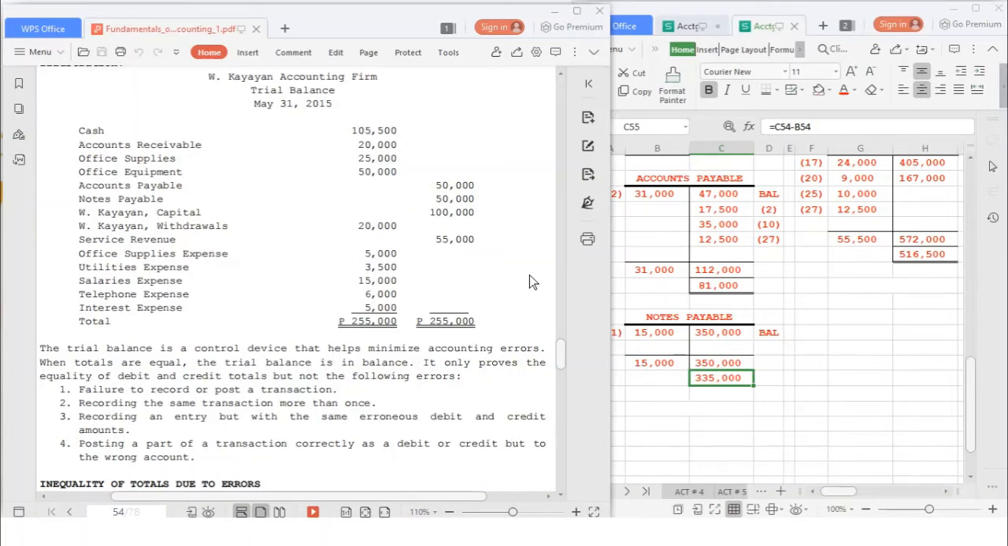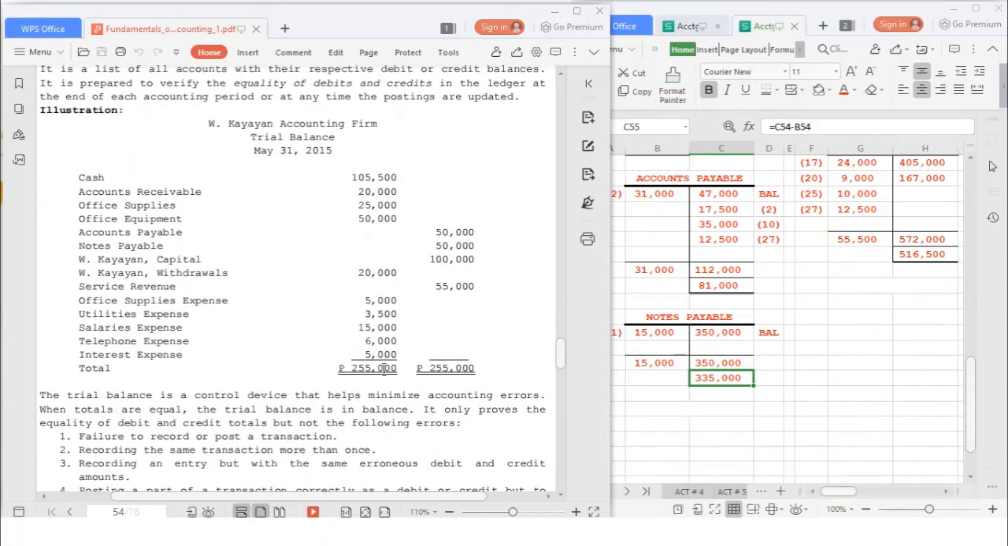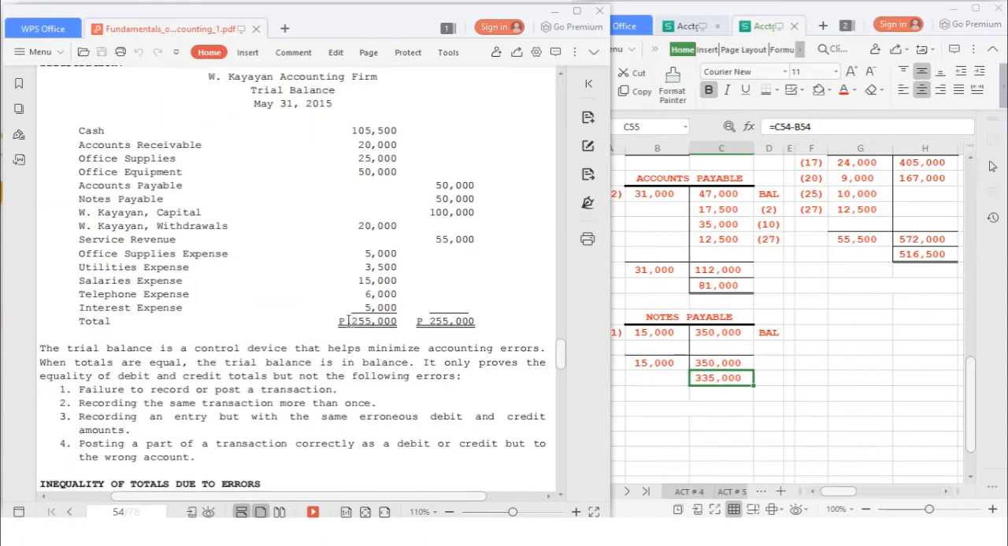So, when totals are equal, the trial balance is in balance. Again, when the totals are equal, your debit and credit, the trial balance is said to be in balance. It only proves the equality of debit and credit totals, but not the following errors. So, it doesn't mean that if your debit and credit are balanced, the amounts are correct. Again, it doesn't mean the amount is correct. So, there can still be errors.